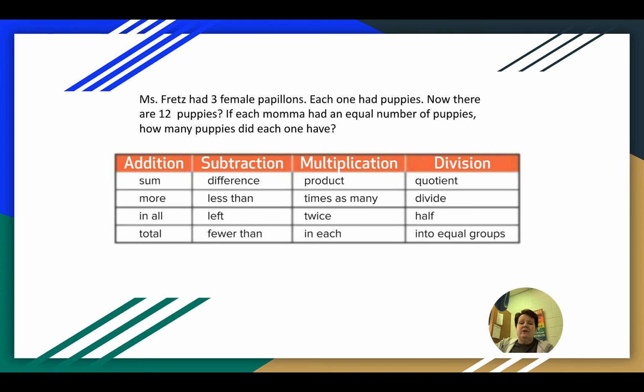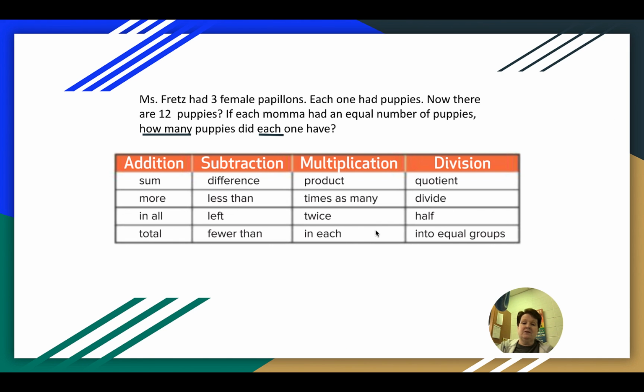So here's a problem for you. Of course, we have to include the puppies. So Miss Fretz had 3 female papillons. Each one had puppies. Now there are 12 puppies. If each mama had an equal number of puppies, how many puppies did each one have? So we're looking for the words and the question. So the first thing I ask you to do is find the question. How many puppies did each one have?